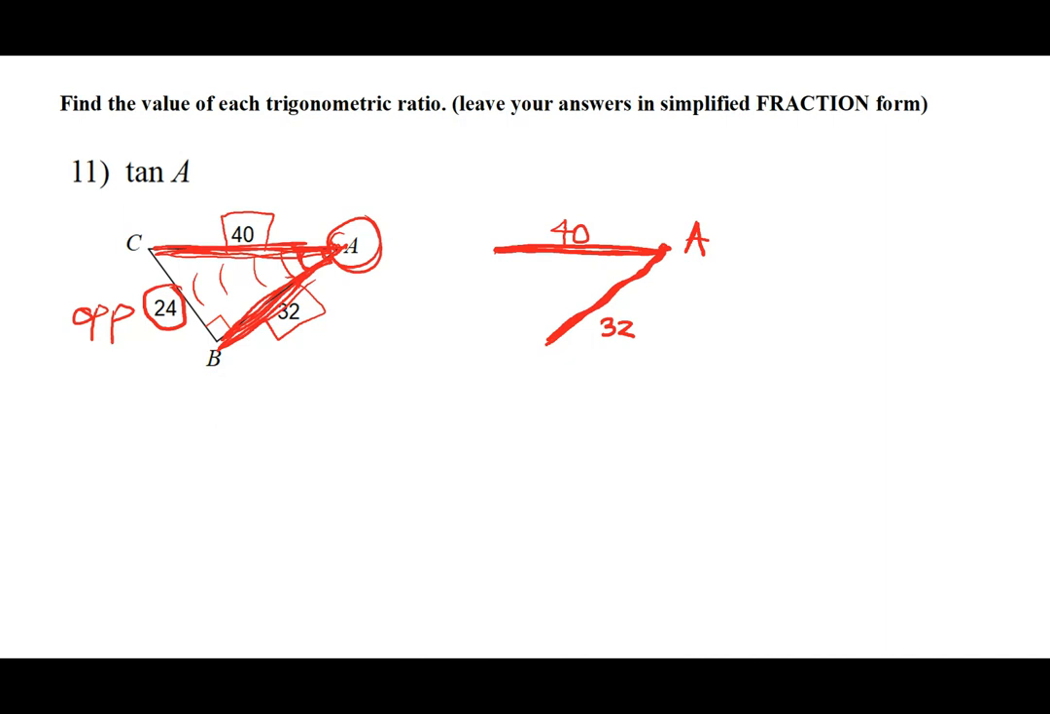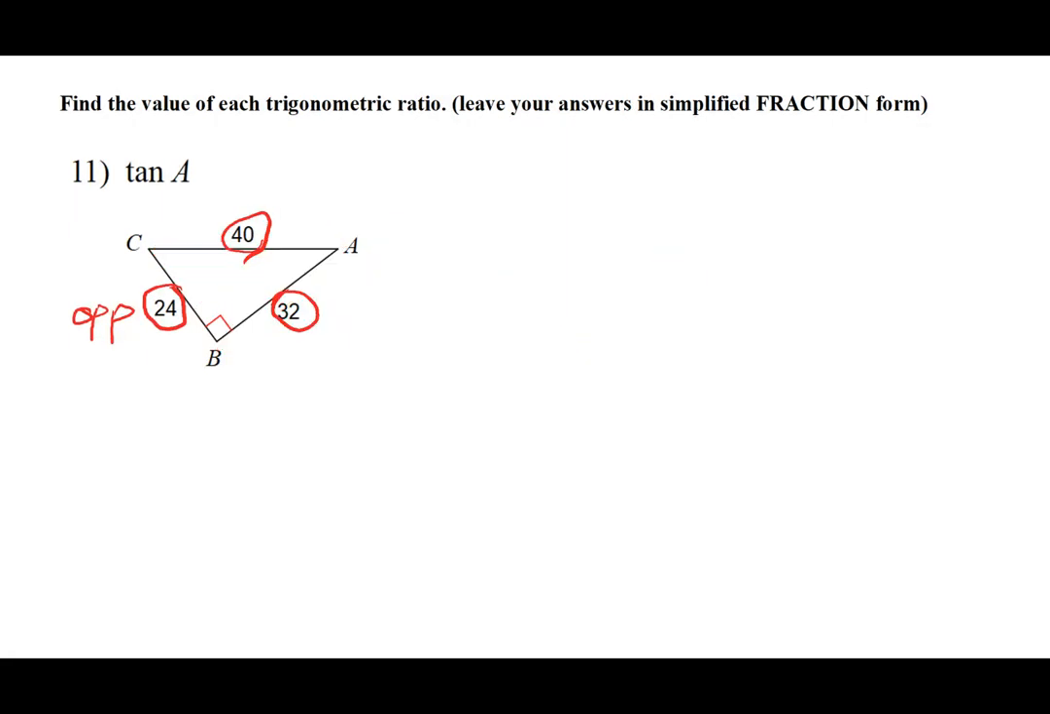So if you take those sides, 40 is touching the point A, and 32 is touching A. So those are both adjacent to angle A. And the side that does not touch the point A, that's the 24, that's why it's the opposite side. Okay? So out of these three sides, 24 is opposite already. So which one's adjacent, 40 or 32?